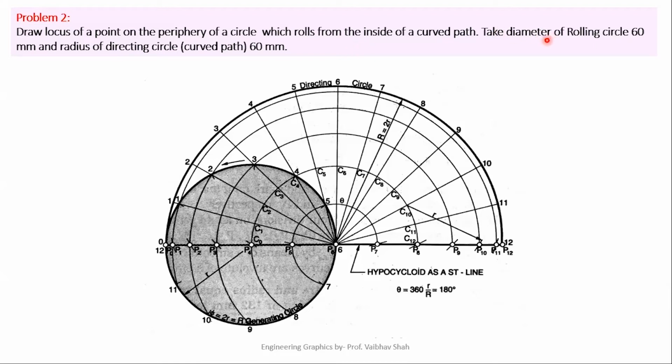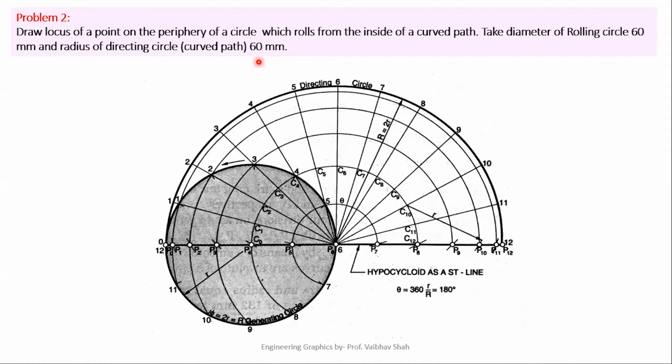Now, rolling circle diameter is given. So rolling circle is the smallest circle. So that's why small d is given, which is 60 mm, and small r would be 30 mm. Radius of directing circle is given, which is 60 mm. So directing circle is the largest circle. So to define directing circle, we'll be using capital D or capital R. So here radius is given. So that's why capital R would be 60 mm.